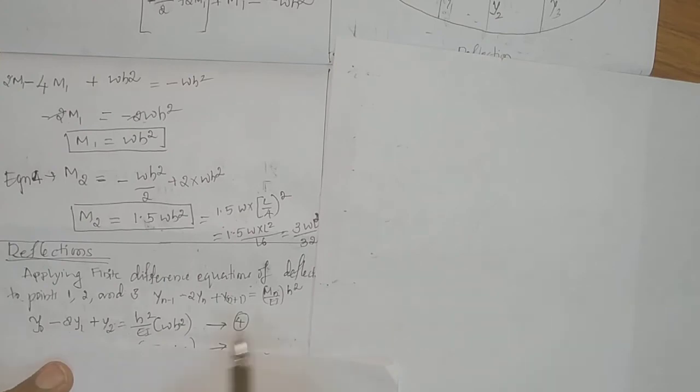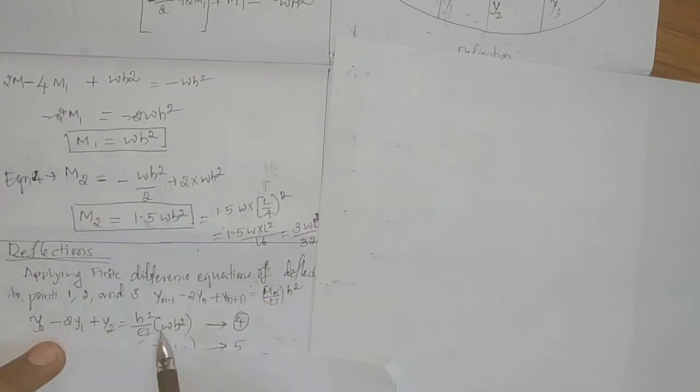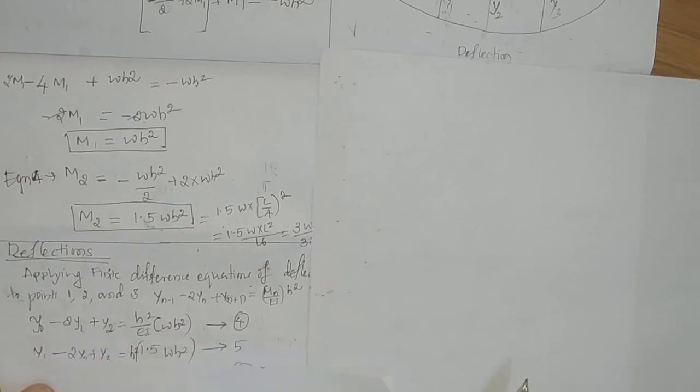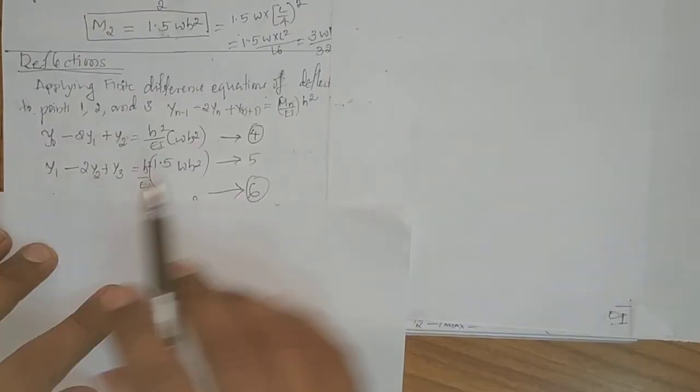Now what you need to do, so mn, what is mn here at point number 1? At point number 1, wh square is the value, so therefore wh square into h square by EI, so that's what we will get. You call this equation number 4. Next, let us apply at point number 2.